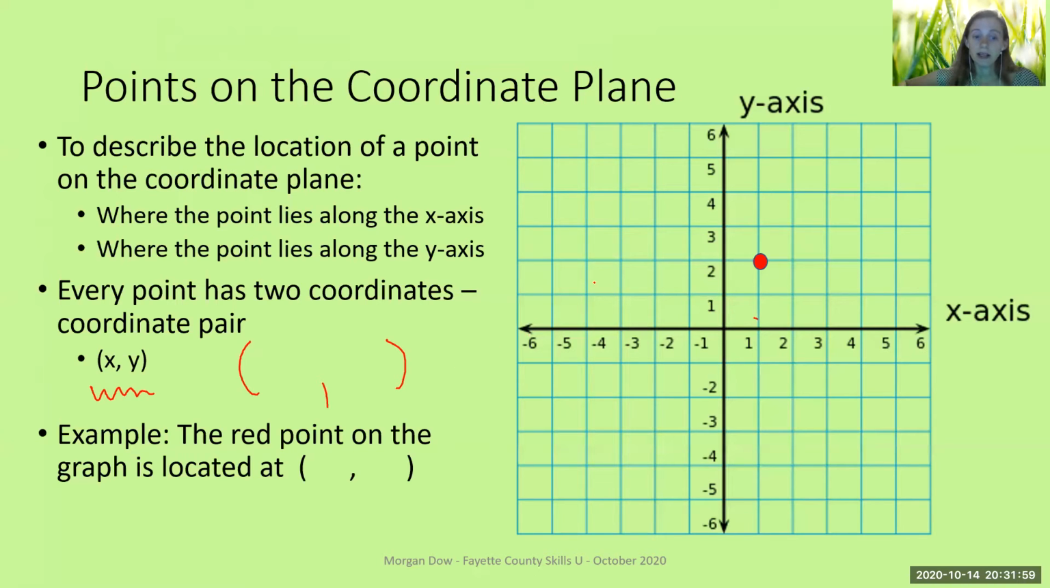So for example, the red point on this graph is lined up with +1 on the x-axis, so that's my x coordinate, and it's lined up with +2 on the y-axis, so that's my y coordinate. So we could say that this point is at the location (1, 2). We could even say this is point (1, 2).